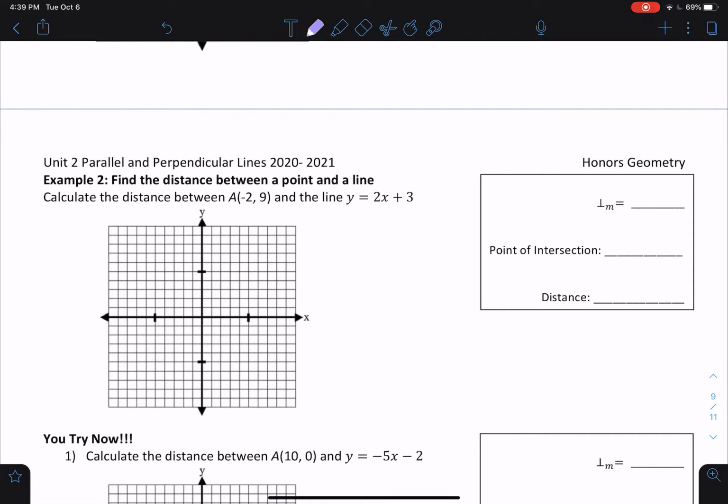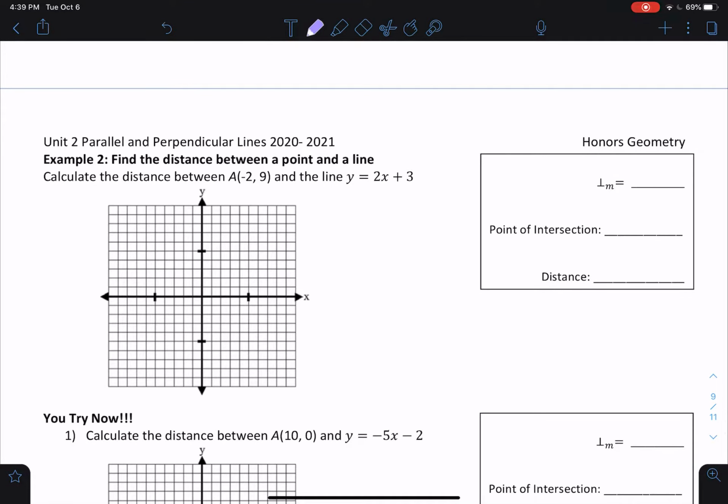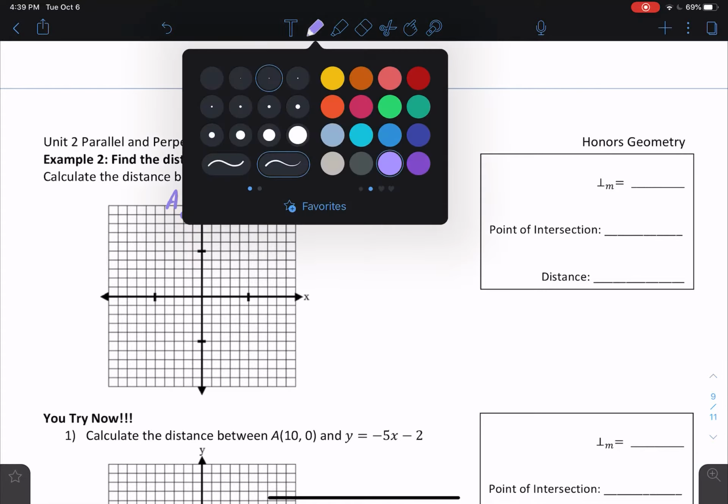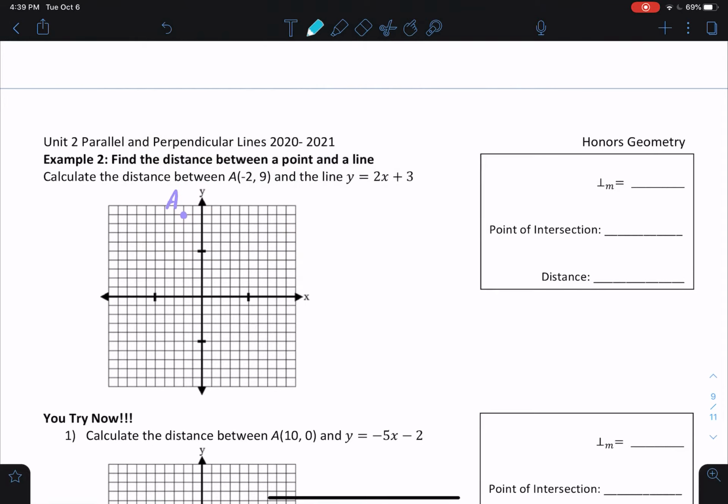But what if we wanted to calculate the distance between a point and a sloped line, or a slanted line? So if I wanted to calculate the distance between -2, 9, so if I plot that, -2 to the left, up 9, so here is point A, and the line y equals 2x plus 3. So start at the y-intercept of 3, go up 2 over 1, up 2 over 1, up 2 over 1, or I could go down 2 to the left 1. All right, I'm going to draw my line here.